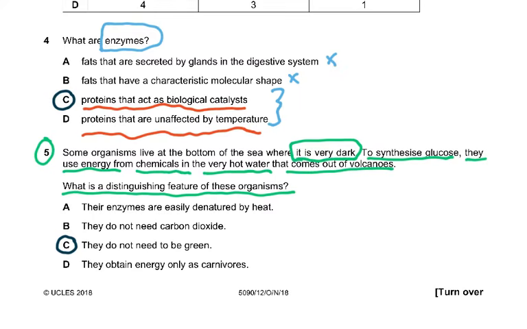So their enzymes are easily denatured by heat. They do not need carbon dioxide. They do not need to be green. They obtain energy only as carnivores. But they told you that they use energy from chemicals.